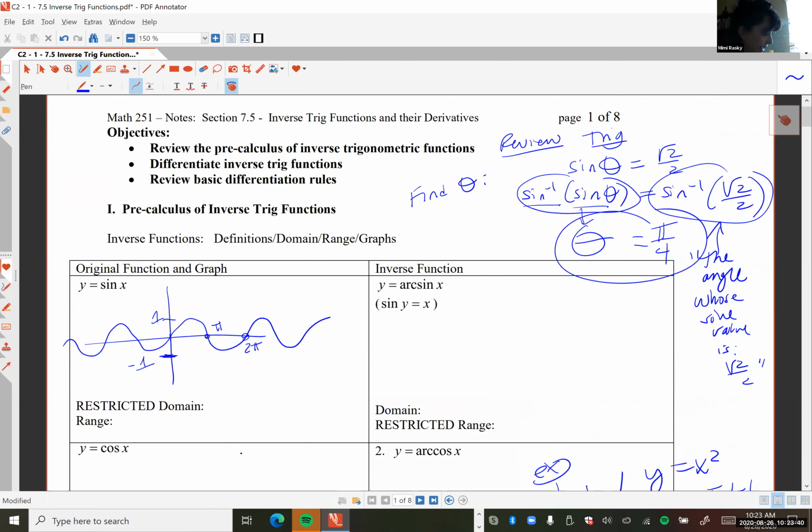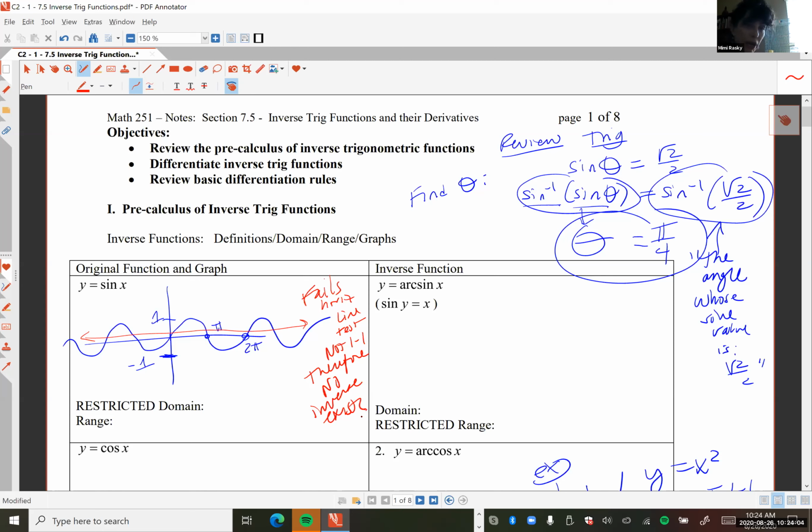So what I'm saying is if I perform the horizontal line test on y equals sine of x, check it out. Do you see that I intersect a lot more than once? It fails the horizontal line test, and therefore it is not one-to-one, and therefore it does not have an inverse.